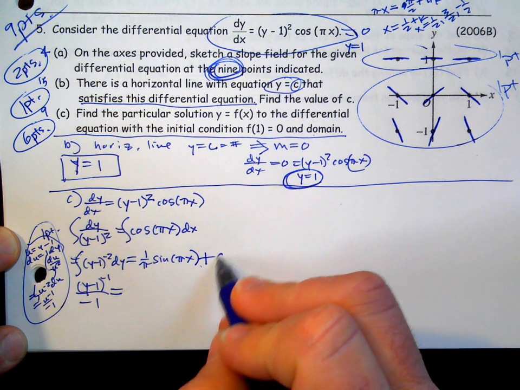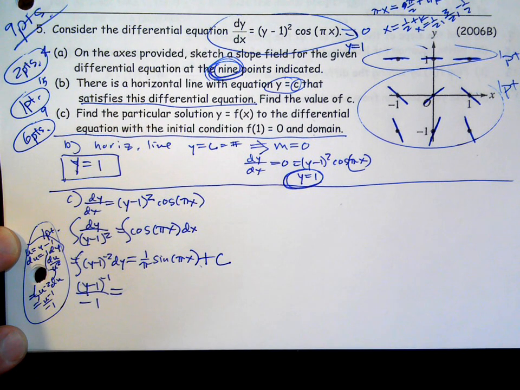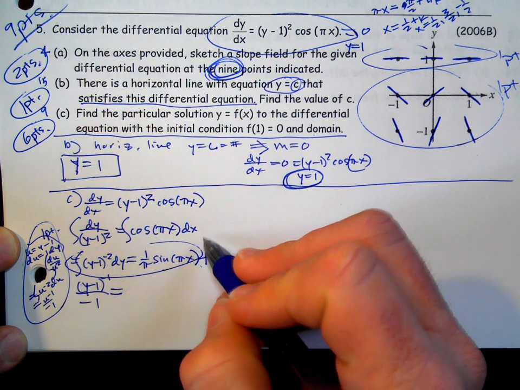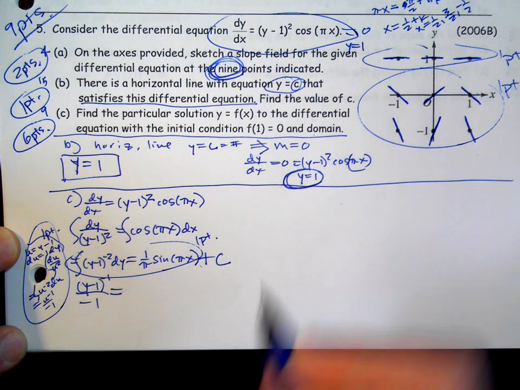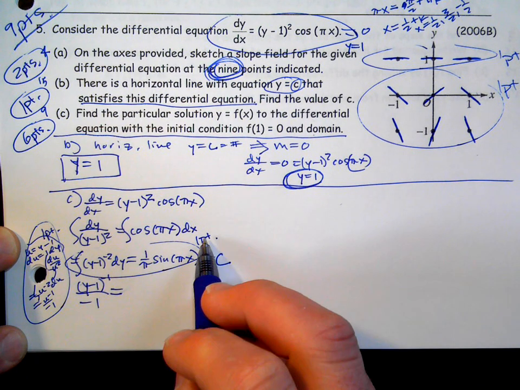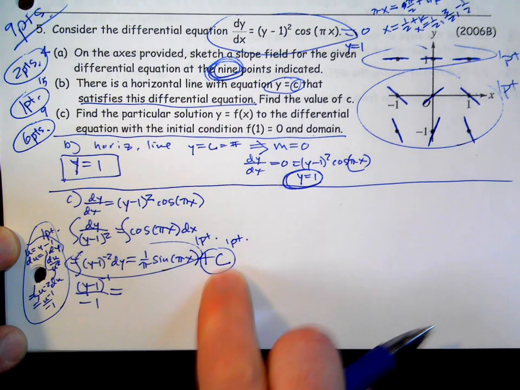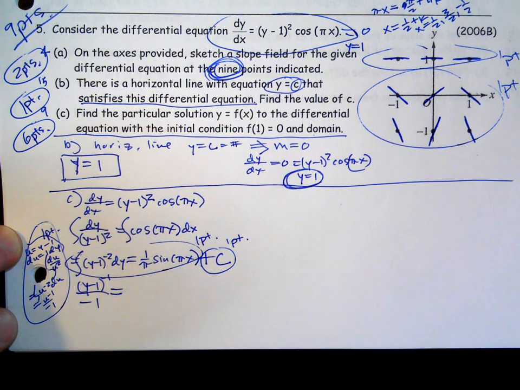Now we need plus c. So in this case, I think this step right here of integrating both sides is worth 1 point. It might be worth 1 for each side, 2 points. Now writing plus c is worth a point. That's an easy point. If you don't write plus c, you lose the rest of the 4 points potentially on this problem. Don't forget the plus c.